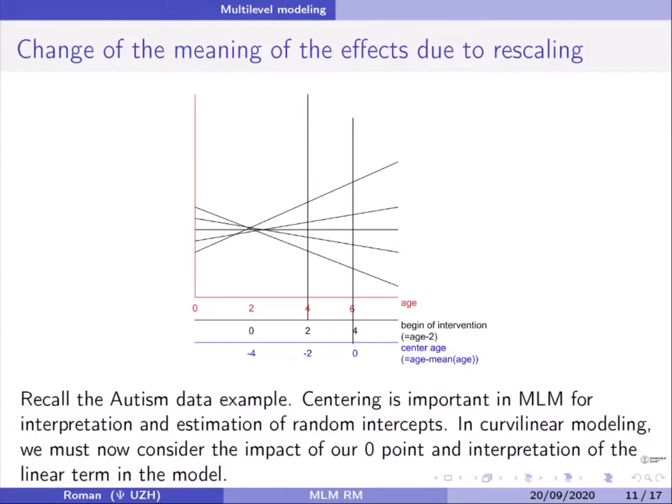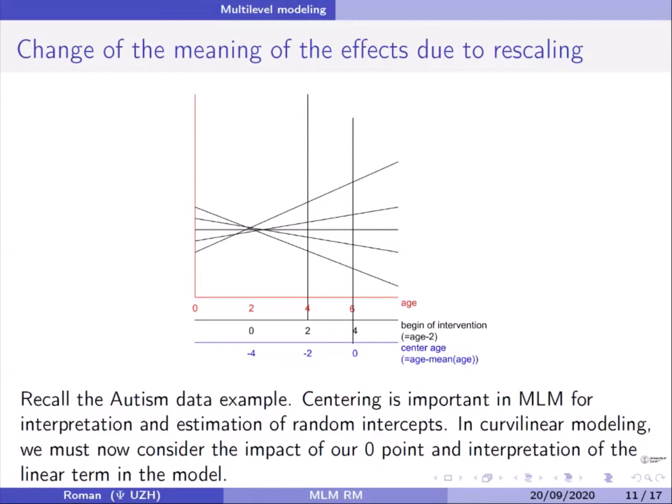Now, it's important to keep this in mind in curvilinear effects as well, because with curvilinear fixed effects, the linear term, or B1 from our earlier examples, will now reflect the slope at 0. And so we need to really keep in mind where our 0 points are with the time vectors, because it will now change the interpretation of the random intercept as well as the interpretation of the linear fixed slope, okay?